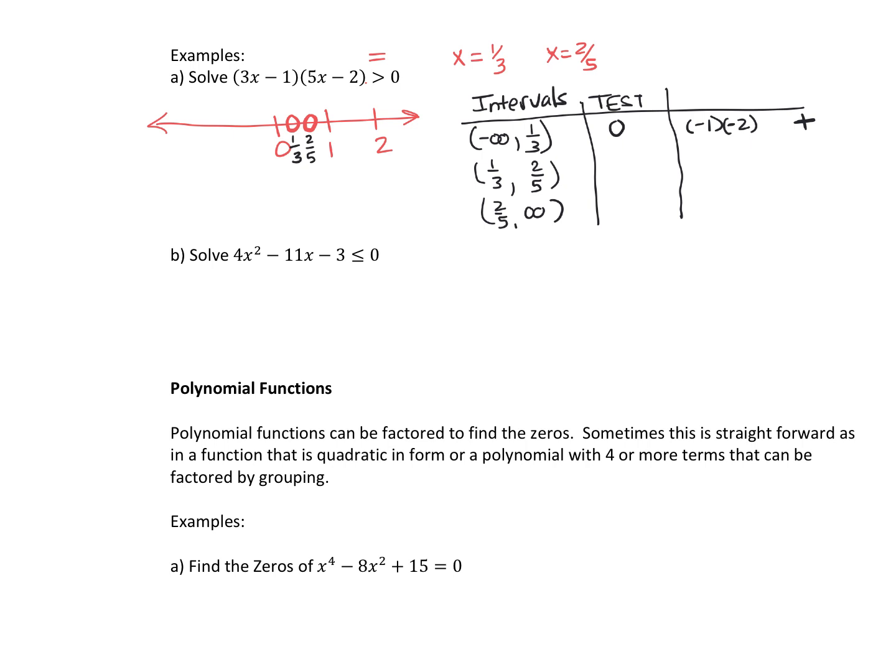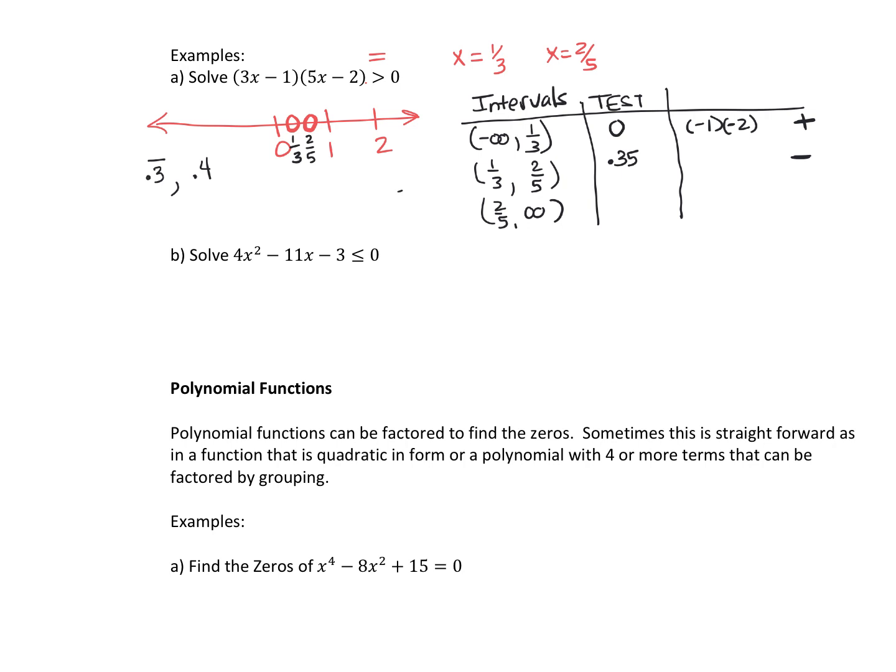Between 1/3 and 2/5, well, 1/3 is 0.3 repeating, and 2/5 is 0.4. So I think I'm going to choose 0.35. And when I choose 0.35, I'm going to get a negative result. And notice, I don't really care what the number is. I just want to know if it's positive or negative.